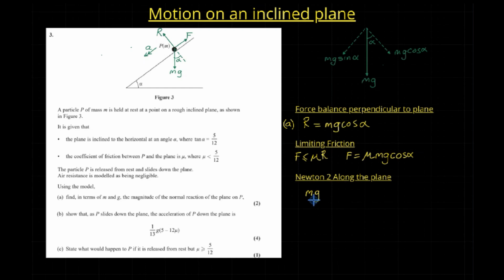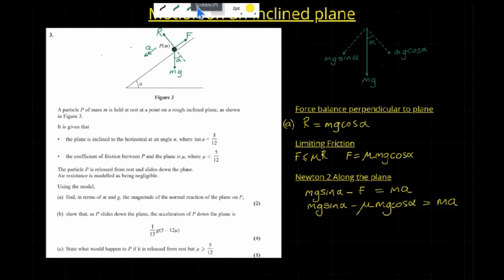So mg sin alpha minus F is the mass times the acceleration. We can now see then that mg sin alpha minus mu mg cos alpha equals the mass times the acceleration. The mass is common to all terms, so let's cancel it out, making it a little bit simpler.